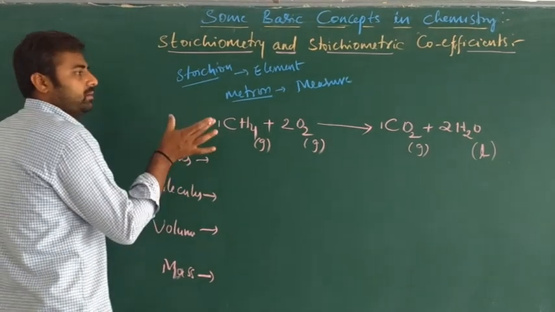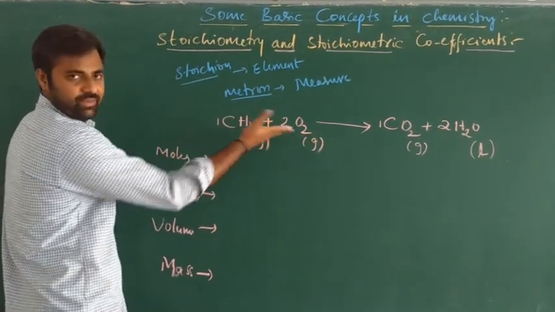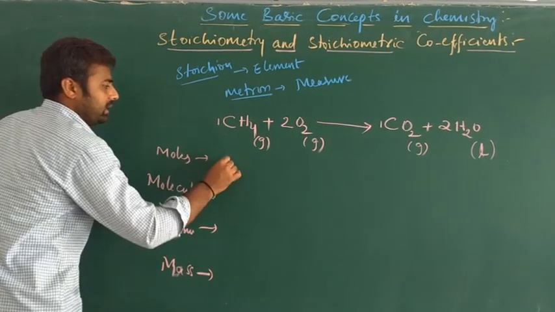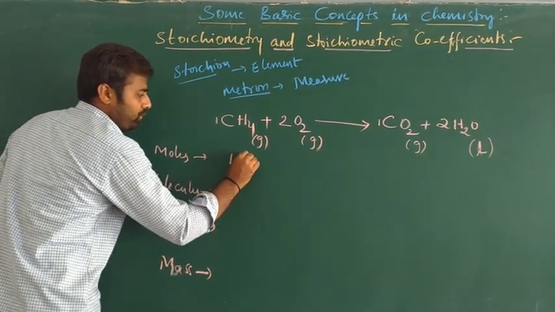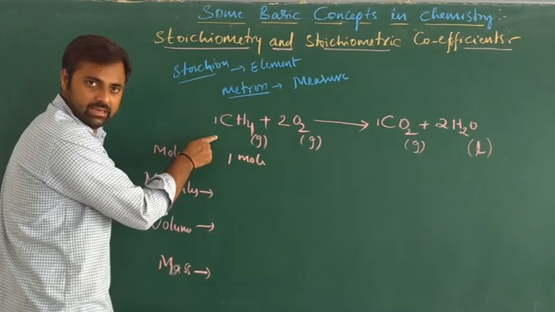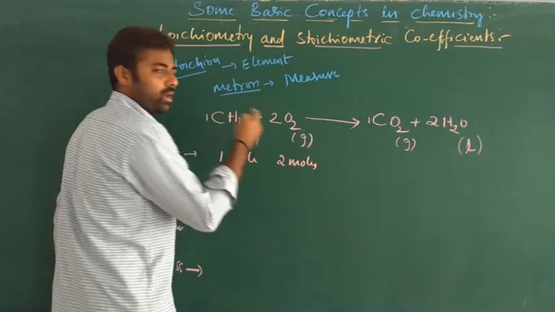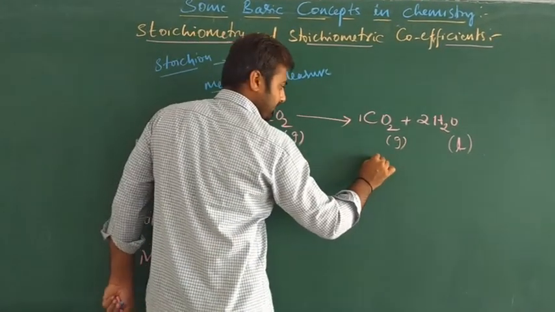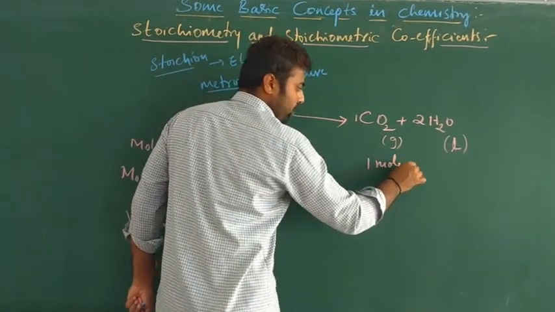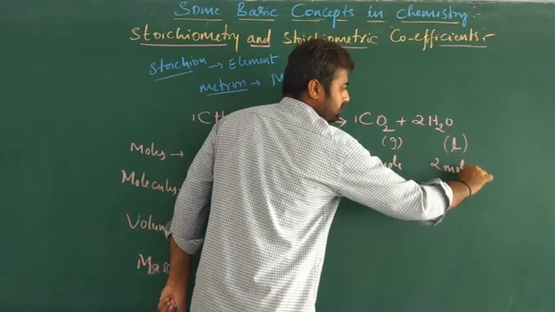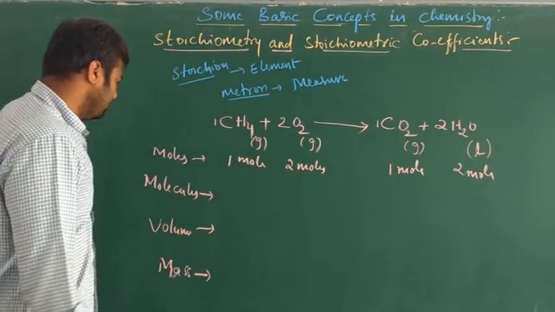Now I am going to describe this equation in the form of moles, right? Here 1 mole of methane reacts with 2 moles of oxygen, which gives 1 mole of carbon dioxide and 2 moles of water.